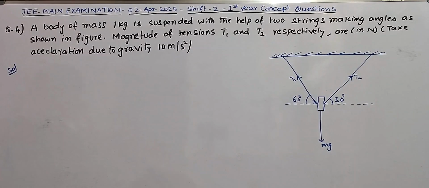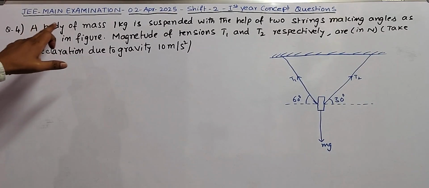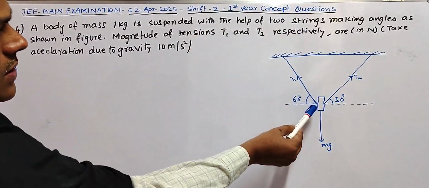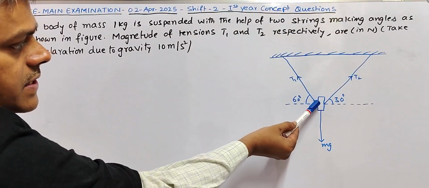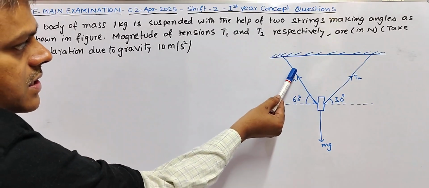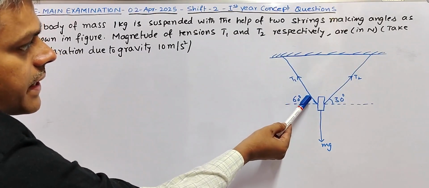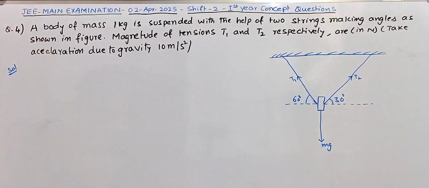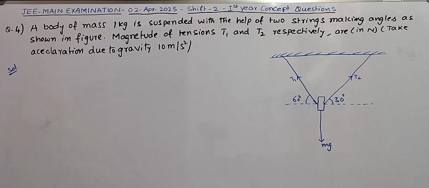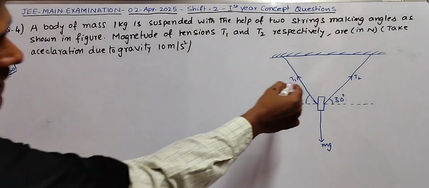The fourth question. A body of mass 1 kg is suspended with the help of two strings. This is the 1 kg body, suspended with the help of two strings, the first string and the second string, making angles of 60 and 30 with respect to the horizontal. The magnitudes of tension T1 and T2 are respectively? Find tension T1 and T2.